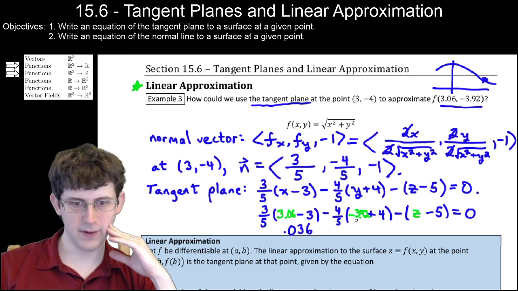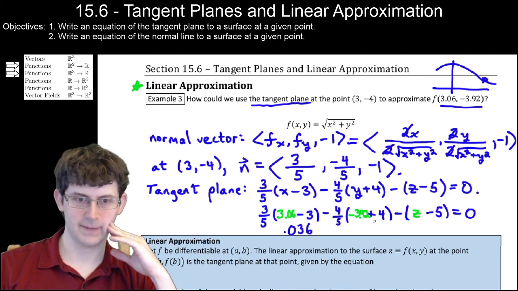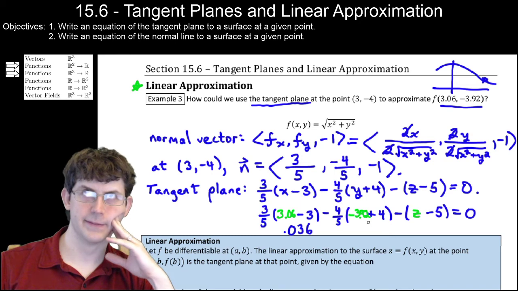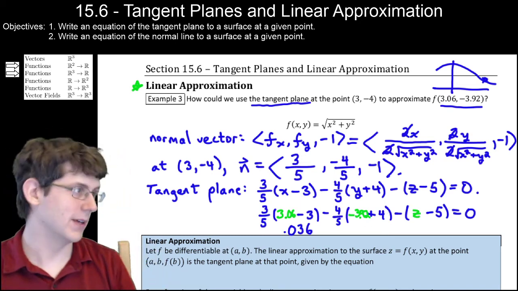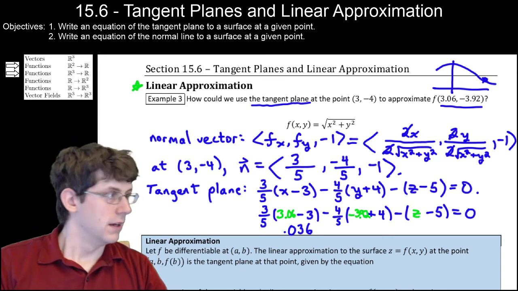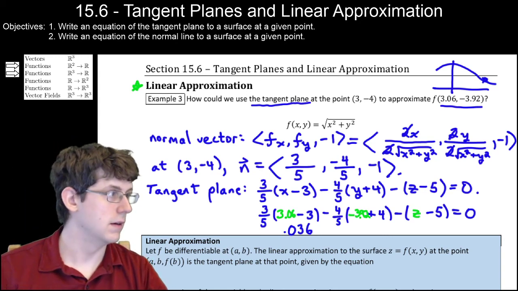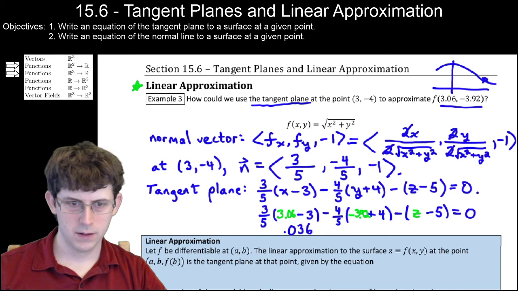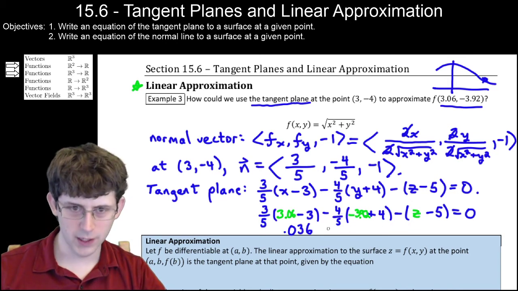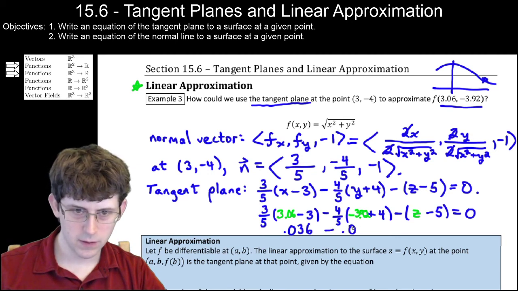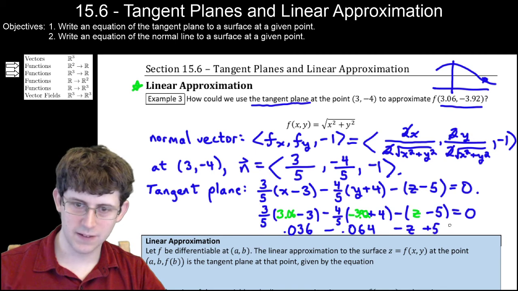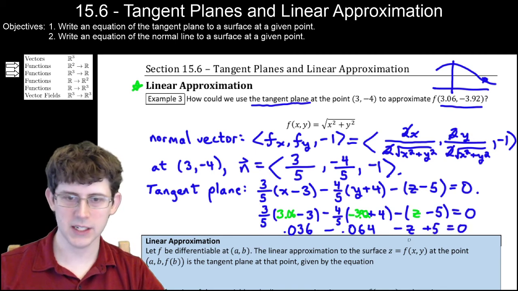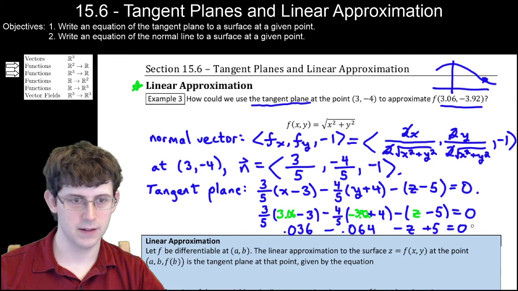Here I have 4/5 of 0.08. I guess I can use the calculator. Four-fifths of 0.08 is 0.064. And then I've got minus z plus 5 equals 0. So I can get an approximation for z here.